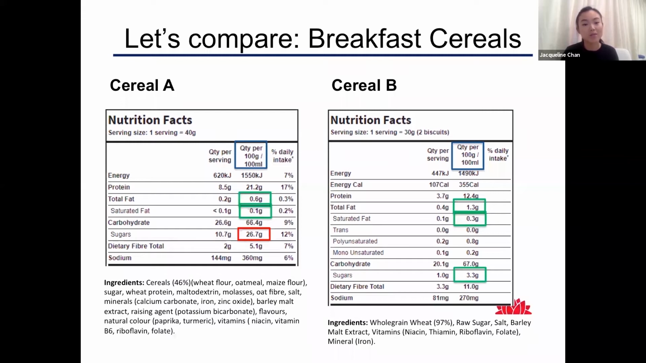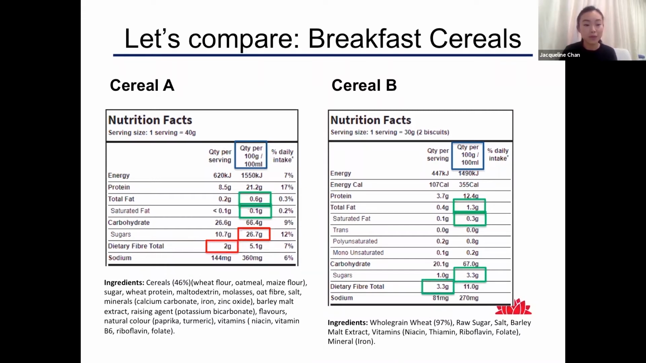Step 2 is to have a look at sugars. We want to make sure that there's less than 15 grams per 100 grams, and we can see cereal A on the left has 26.7 grams and doesn't meet our criteria, but cereal B only has 3.3 grams of sugar per 100 grams.